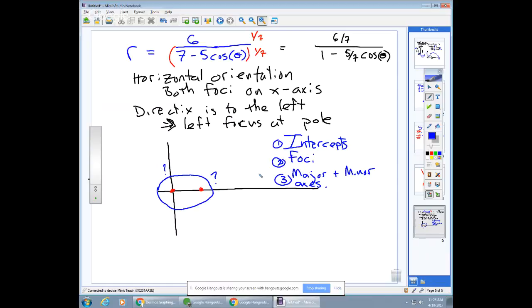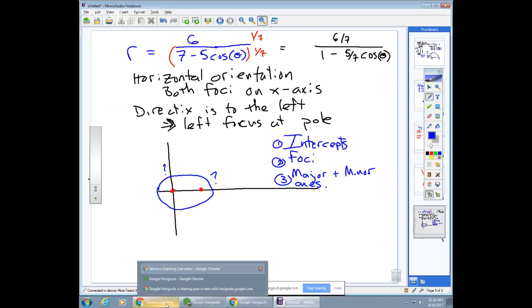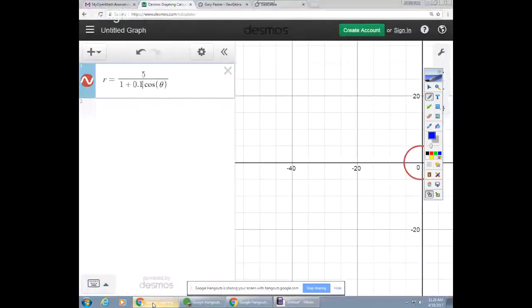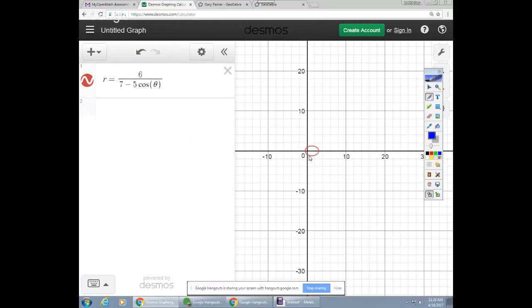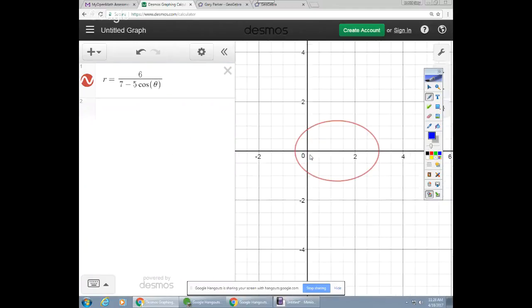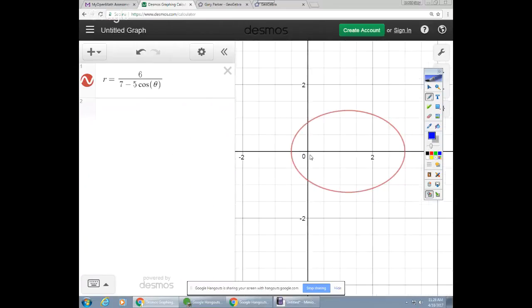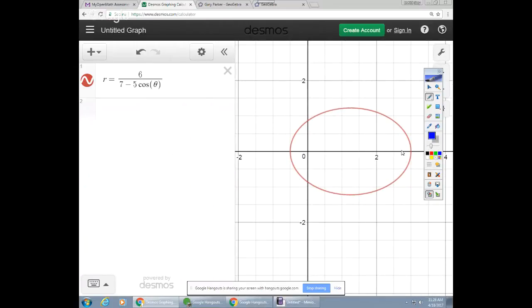So let's graph it on a computer grapher. Desmos will work. Let's see, what did I start it off with? I had 6 in the top, and I had a 7 minus 5. And zooming in, so I can see its horizontal orientation, I have one focus here, the other focus lives somewhere over there. We're going to want to find that. We're going to find these intercepts and those intercepts here.